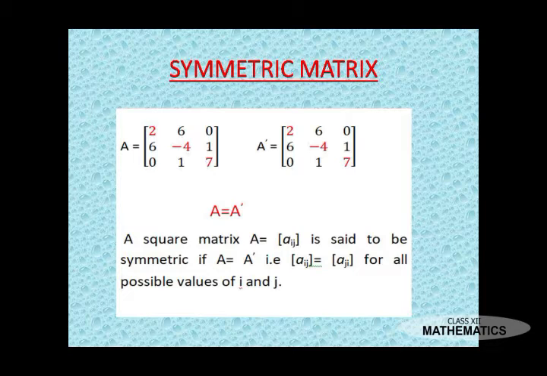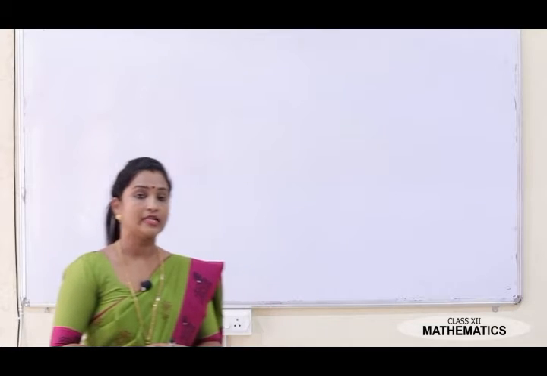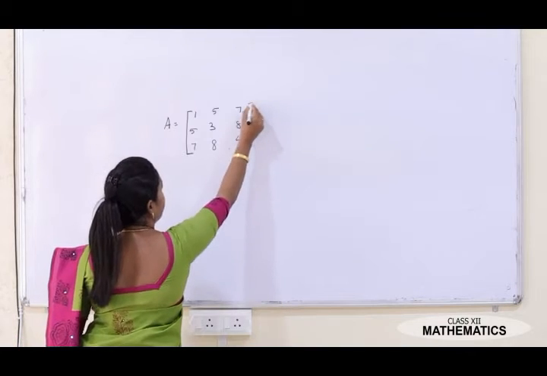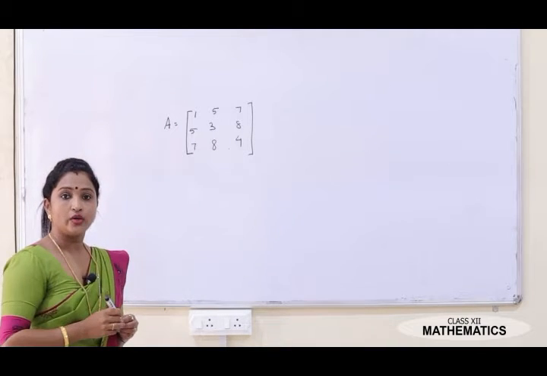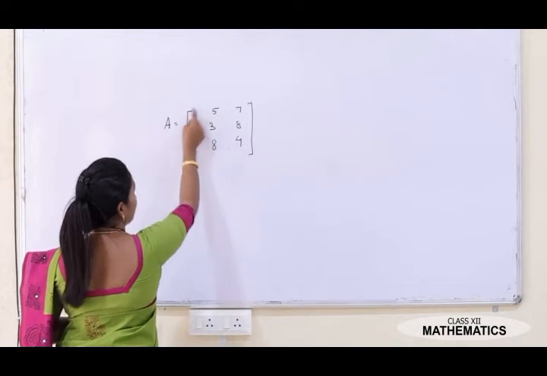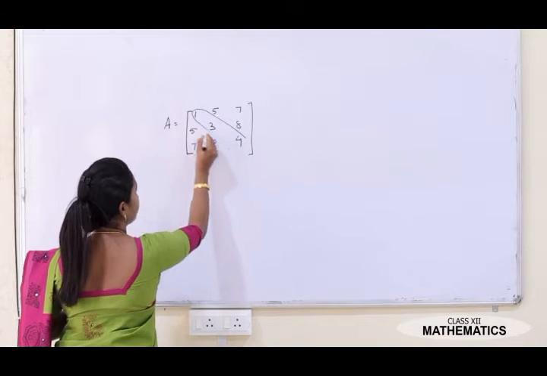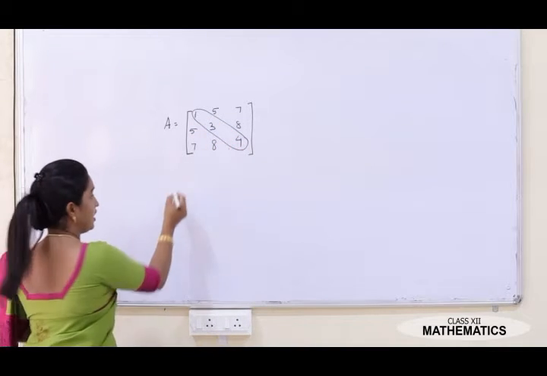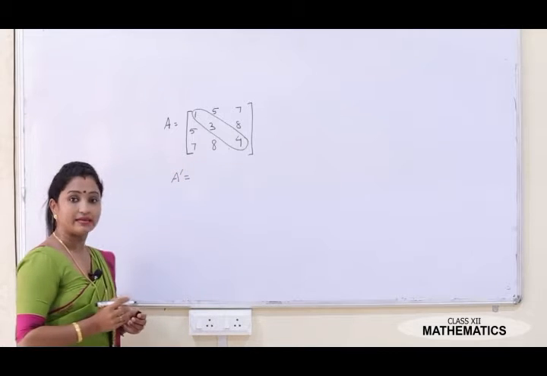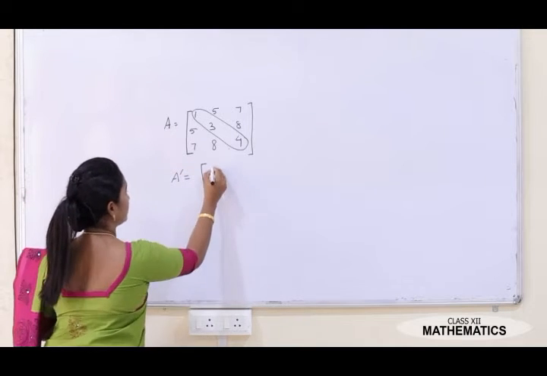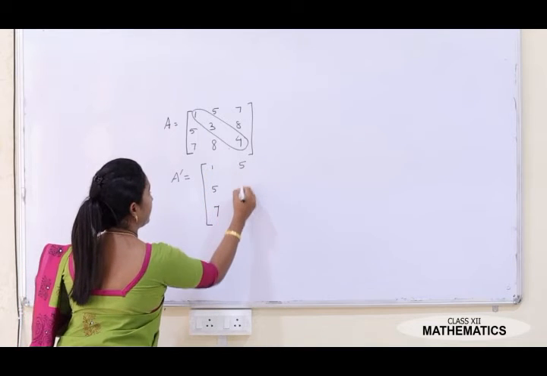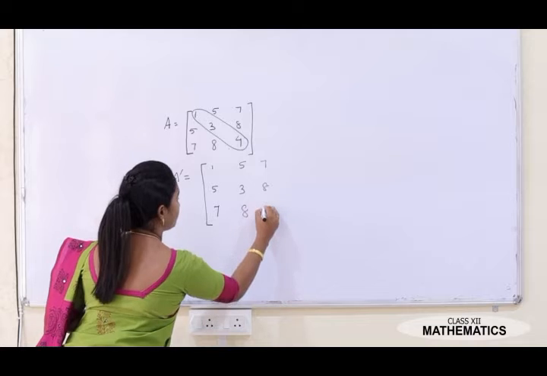So we can see the definition now. A square matrix A equal to [Aij] is said to be symmetric if A is equal to A dash. That is, Aij is equal to Aji for all possible values of i and j. Now, I will explain one more example. I have taken one 3 by 3 matrix. You can see here, these are called the diagonal elements: 1, 3, 4 are the diagonal elements. When you find A dash, that means A transpose, you will get the answer as 1, 5, 7, 5, 3, 8 and 7, 8, 4.